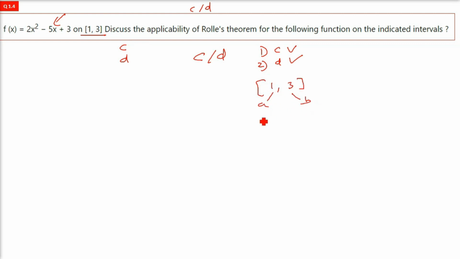1 and 3, we call them a and b, and f(a) is equal to f(b). If that is there, then we have f'(x) equals 0. So there is a c between 1 and 3 that will give you the derivative as 0. Let us just check whether f(a) equals f(b) or not.